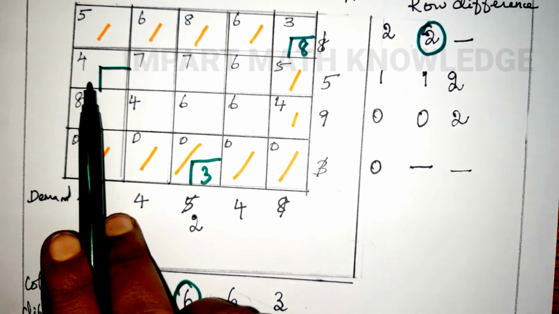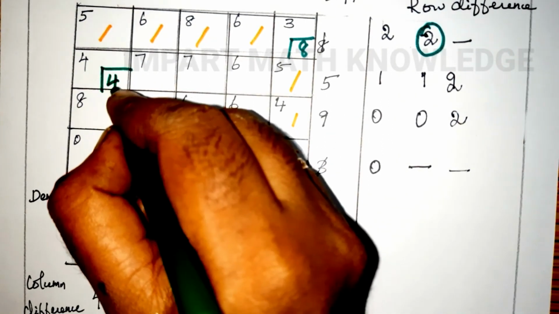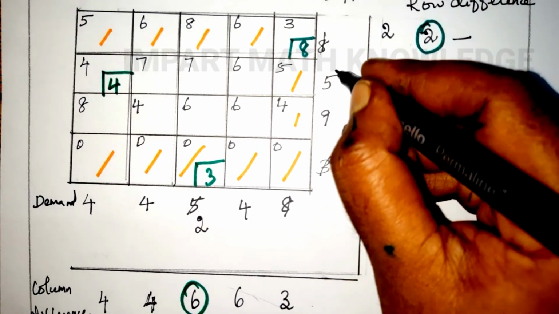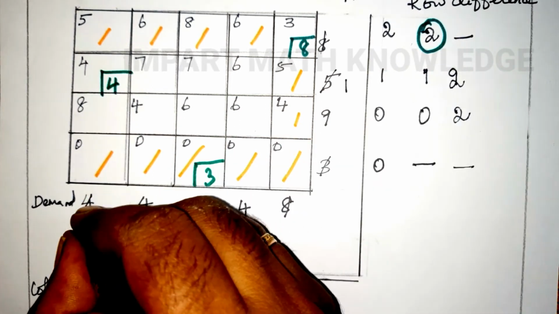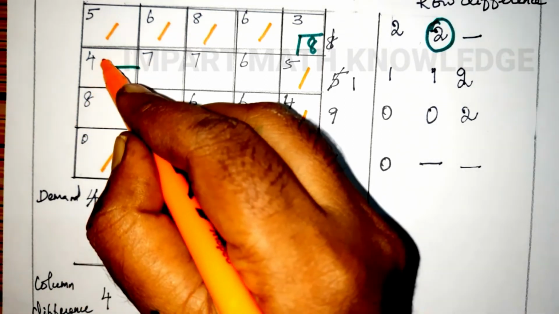This is the least cost cell. For this cell, supply is 5, demand is 4. So the minimum value is 4. I am allocating 4 here. Once I allocate, I have to strike out the value here. The difference is 1 and here 4 is satisfied. So here demand is satisfied, so I have to strike out the column.